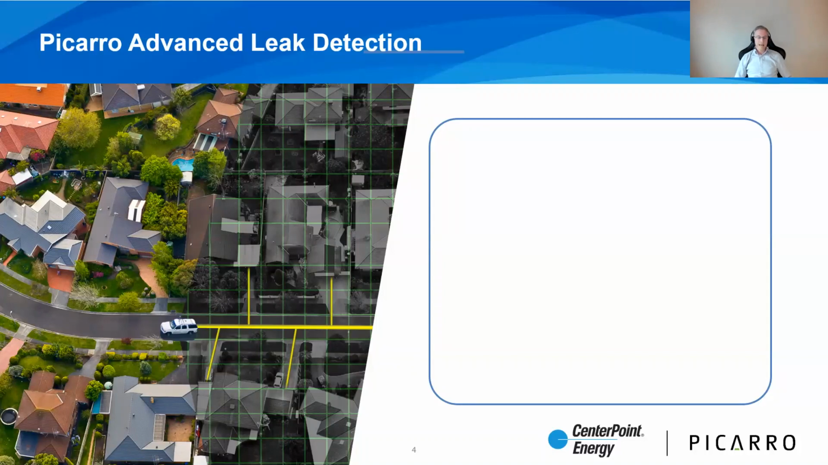Picarro has been active in developing advanced leak detection for the past decade. We are now at a point where we are supporting over 30 natural gas operators worldwide in their various gas asset management activities. And ALD is really at the core of all this. ALD, advanced leak detection, is a fast, effective, and scalable method to cover natural gas networks.